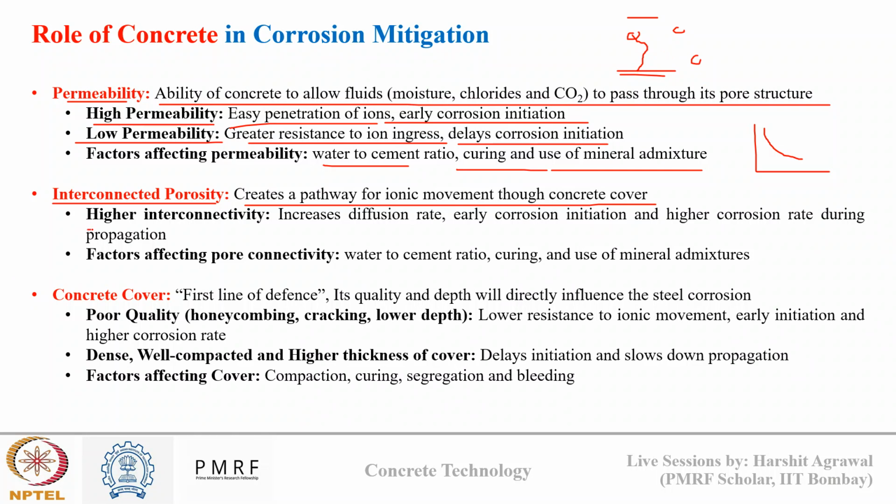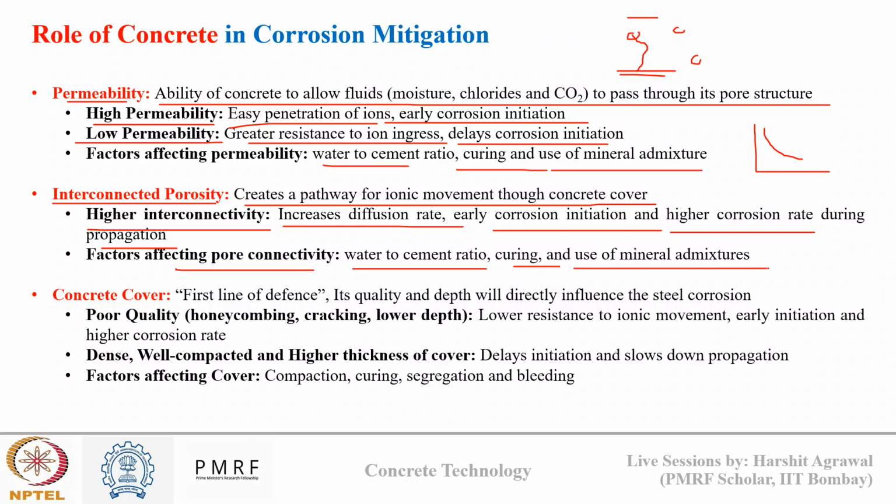So if we have a higher interconnectivity in pores, the diffusion of ions will be faster, so corrosion will initiate earlier and there will be a higher corrosion rate also during propagation. Okay, so what are all the factors which affect the concrete pore connectivity? Again, W by C ratio, curing period, and use of mineral admixture.